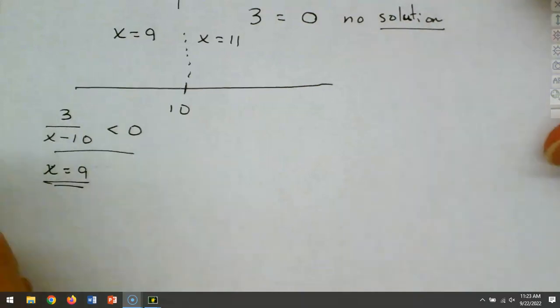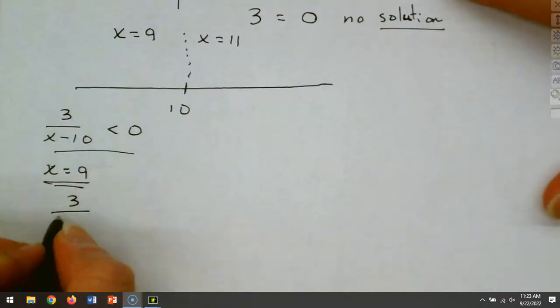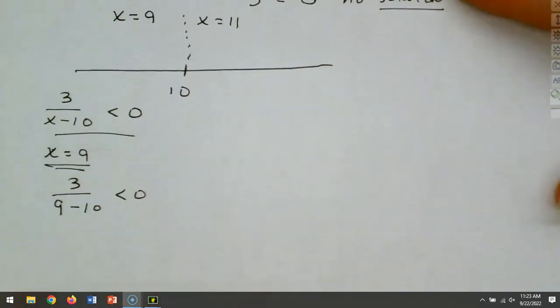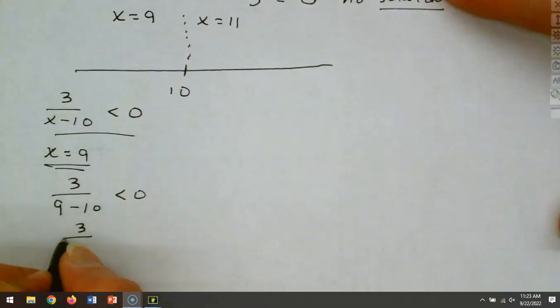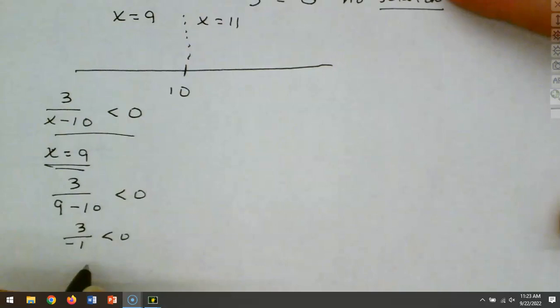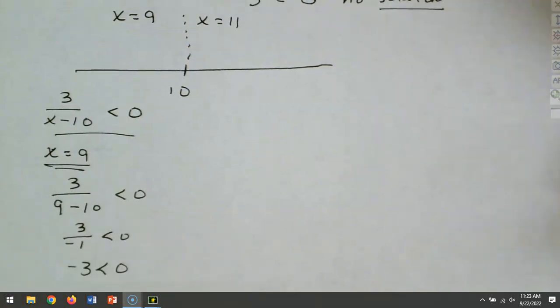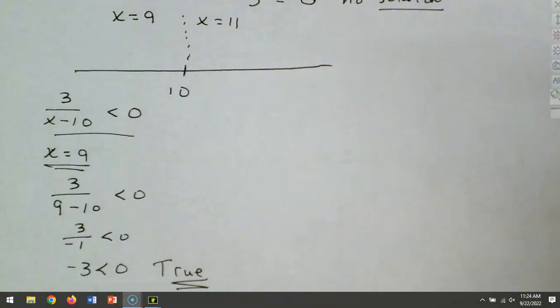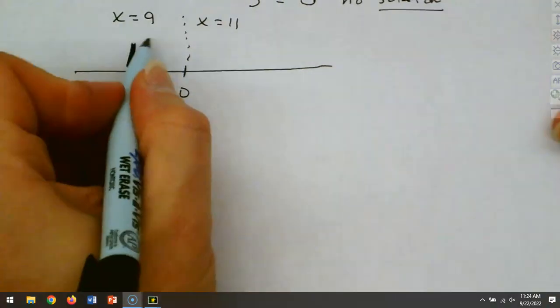Okay, I'm going to use this. This is going to give me 3 over 9 minus 10. 9 minus 10 is a minus 1. And 3 divided by negative 1, well, what is that? Negative 3. And is negative 3 smaller than 0? Is that true or is that false now? That would be true. So where do I shade? Well, I'm going to get the other side first, but this side is going to be true. Okay, so that one's true.